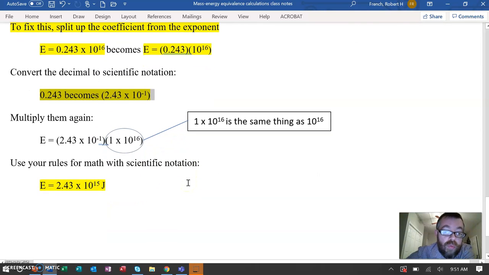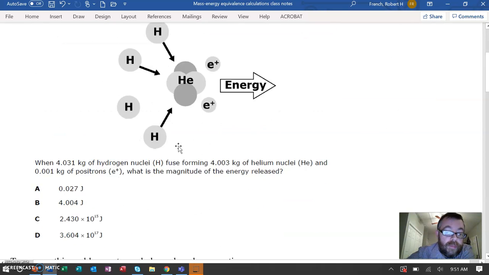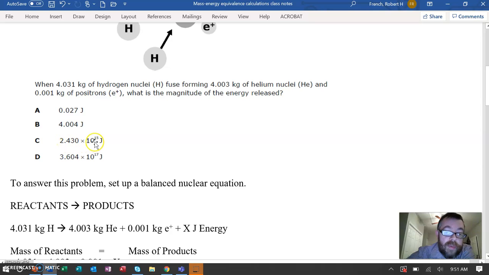Now let's just use our rules for math with scientific notation. So 2.43 times 1, because we multiply the coefficients, is 2.43. We add the exponents, negative 1 plus 16 is 15, and we're done. 2.43 times 10 to the 15th joules. 2.43 times 10 to the 15th joules, and there's your right answer.